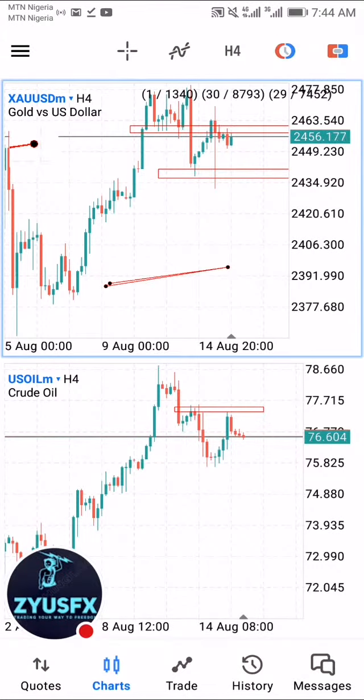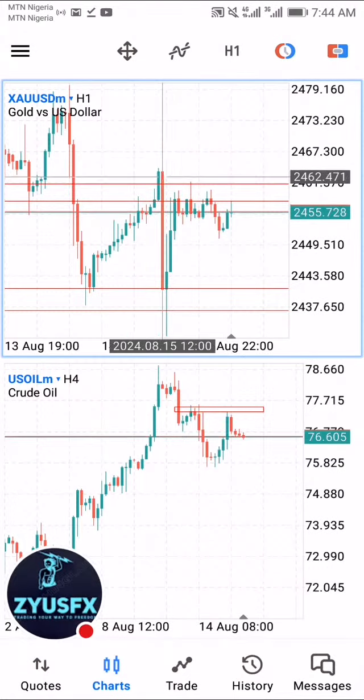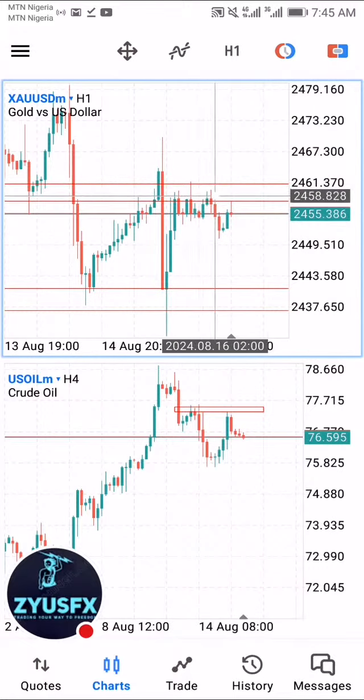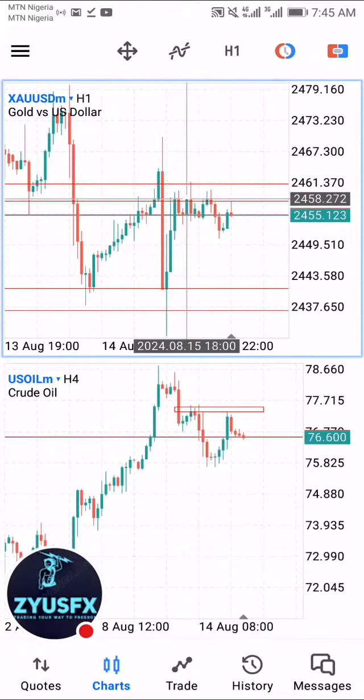So let's scale down to the 1 hour time frame to see. Okay, this seems like a break of that level, but it's because of the news. So we are discarding this. This is not part of our analysis. So this is what we are focusing on, this week's rejection. So we still consider this level as a strong level.